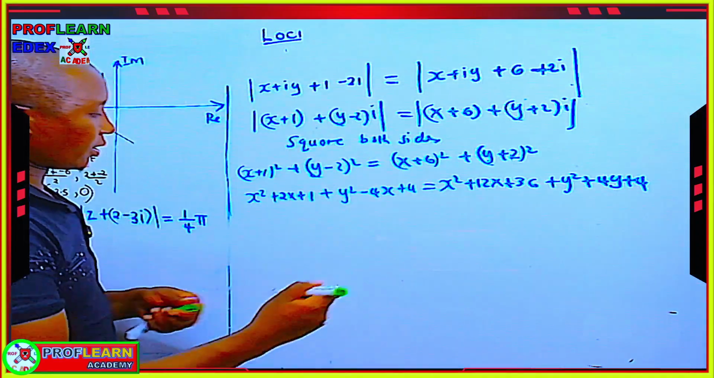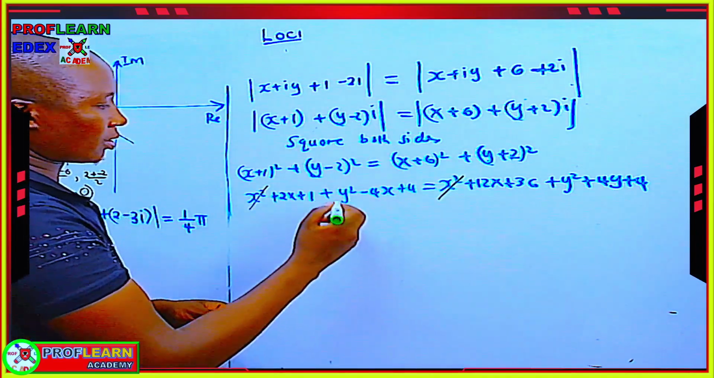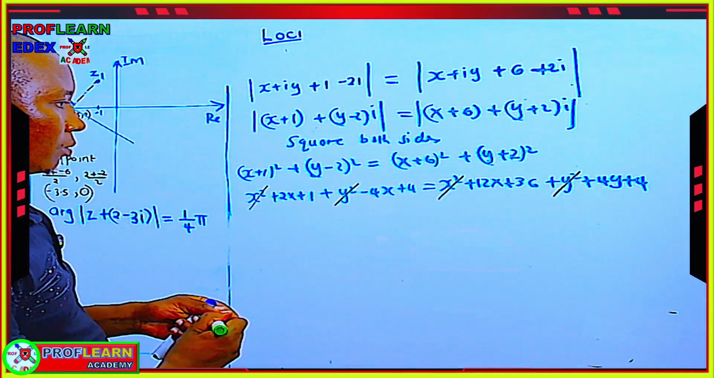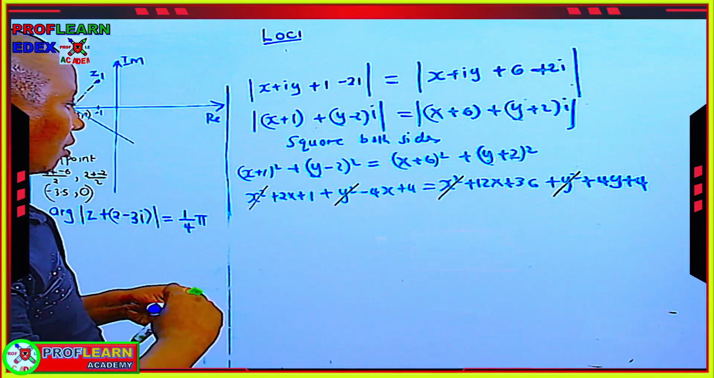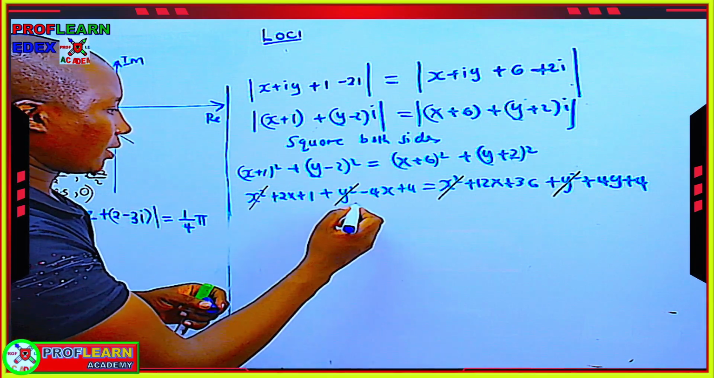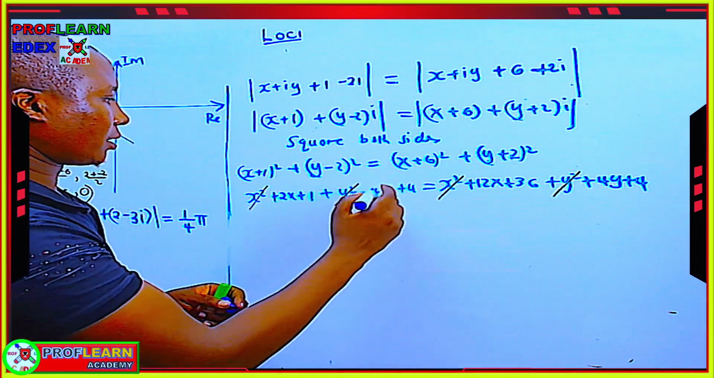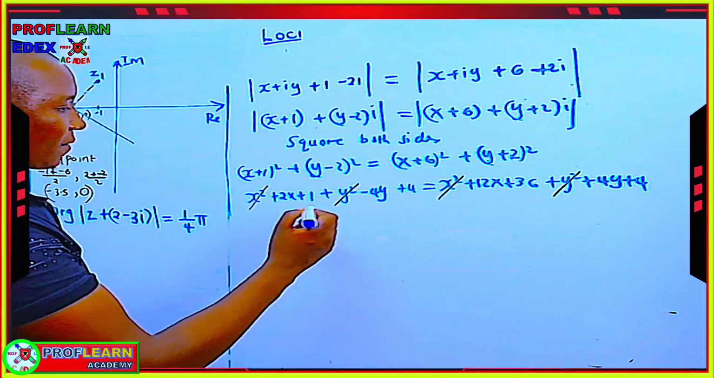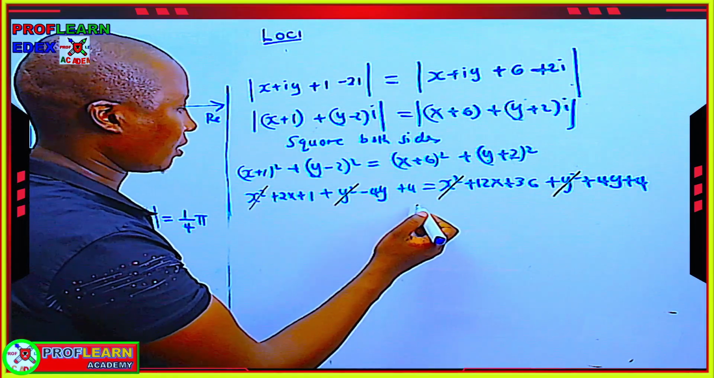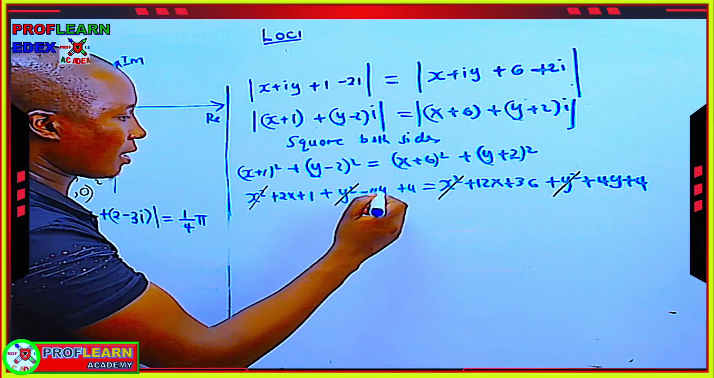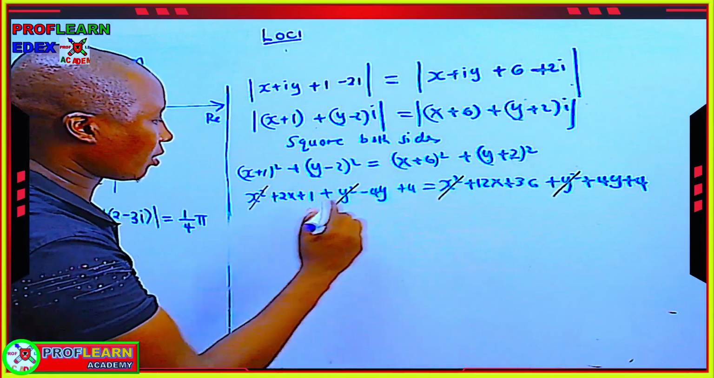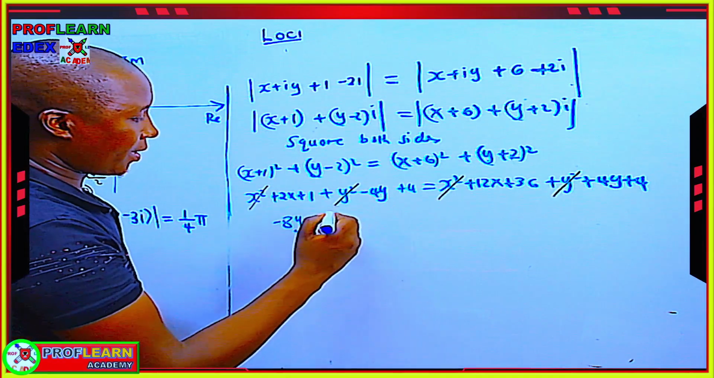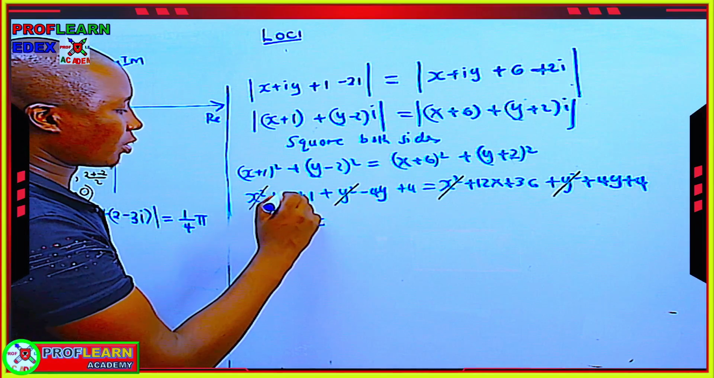At this point of time, you can see X squared and X squared will cancel out, Y squared and Y squared will cancel out. I want to remain with the Y term only on this side. But if I bring this Y on this other side, we are going to have negative 8Y. And then I'll have to take 2X on the other side.